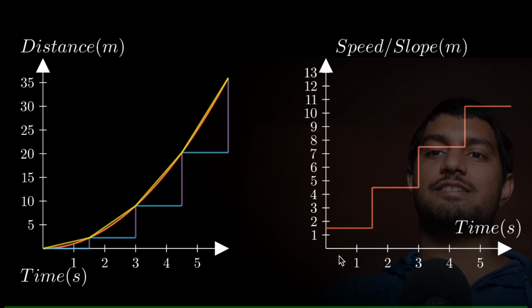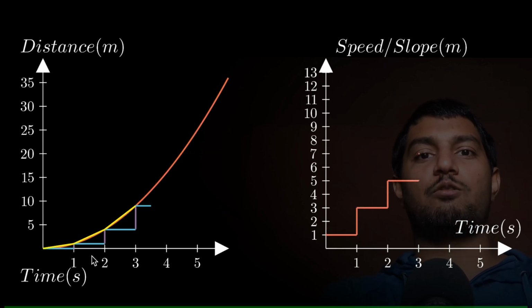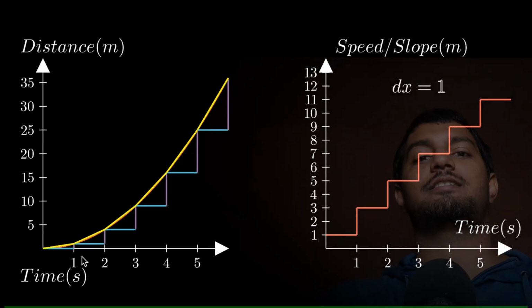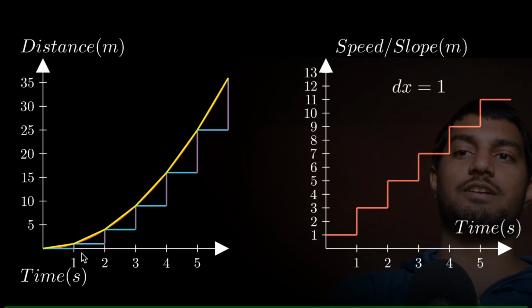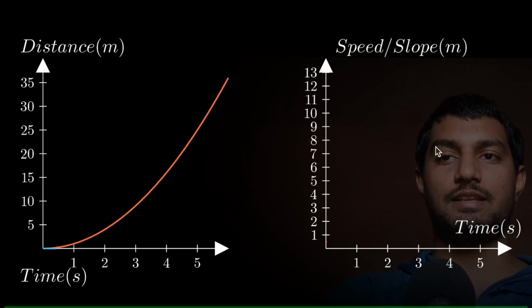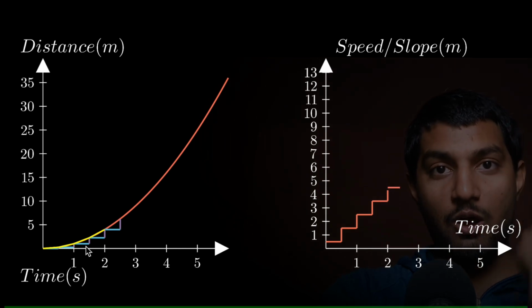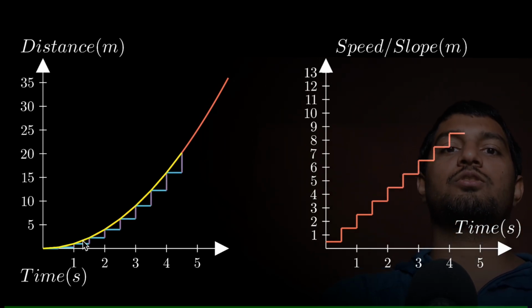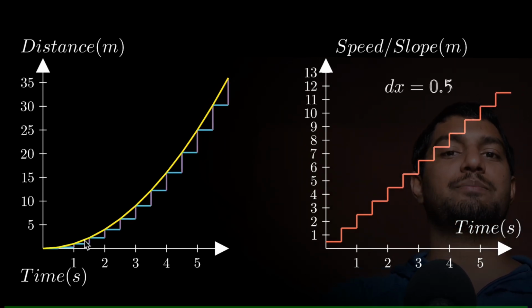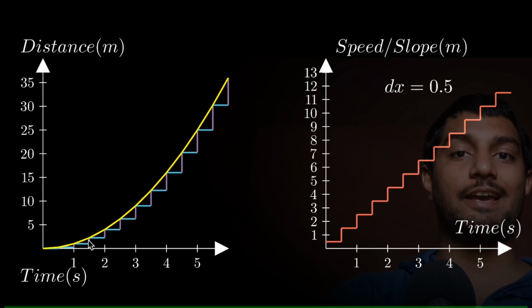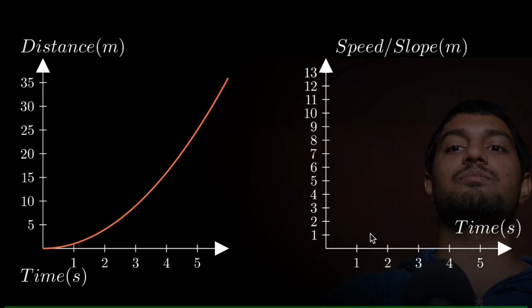So for 1.5 dx it looks more like this, and for 1 second dx, the small portion of time being 1, it looks something like this. And you can see now the slope and the original curve for which we are trying to find the speed and slope are quite overlapping. I cannot even see the orange line. So this is more accurate.